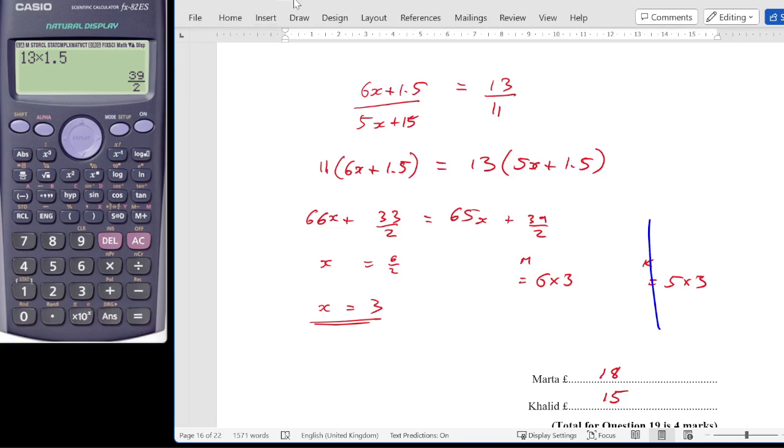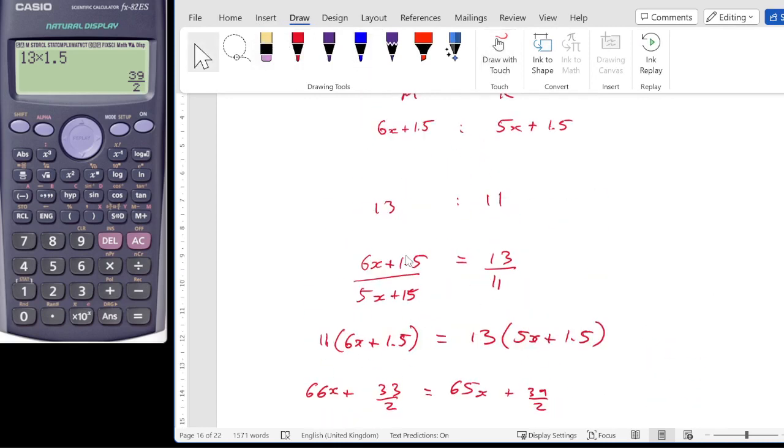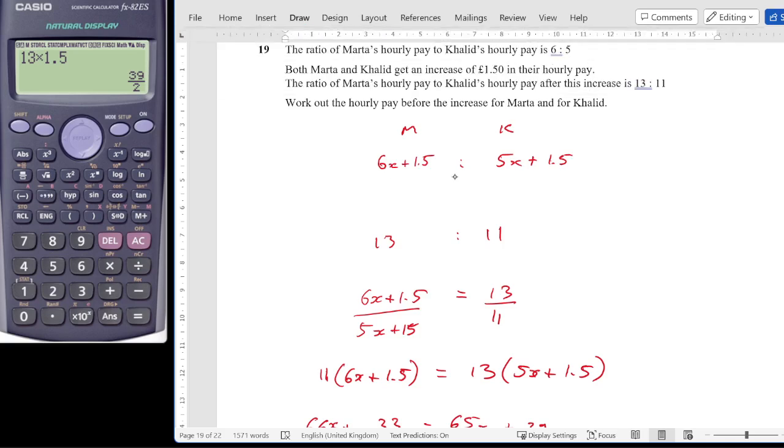Right, let me just undo that and draw. I want to take the pen off so I can pick up that first mark for that bit there. So represent and. So I did need both parts for the P1 mark.